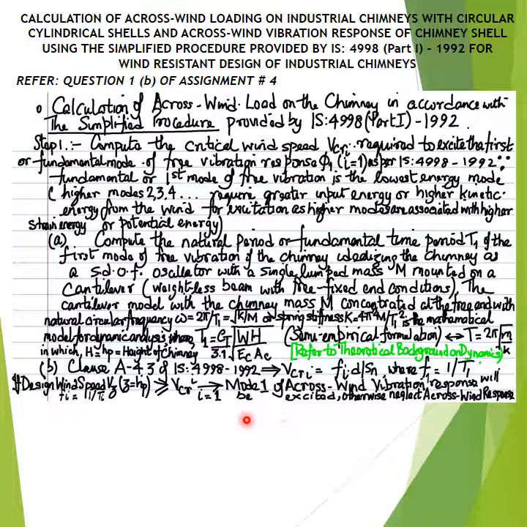then one can assume that the crosswind vibration response of the chimney structure will be excited or activated, and thus we need to calculate the crosswind load on the chimney as well as the related crosswind vibration response of the industrial chimney structure.